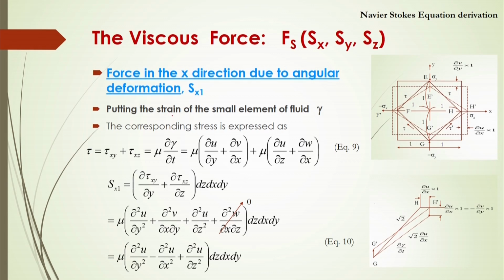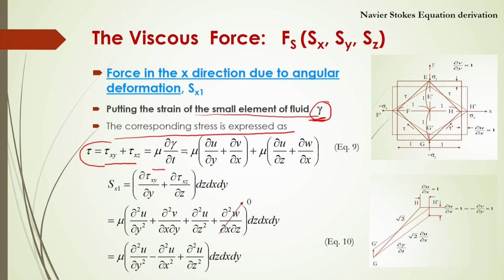Now, if we first consider these forces are there because of this angular deformation of this fluid flow in the x direction, what should be the force? Now, putting the strain of the small element of fluid gamma, the corresponding stress will be expressed by this. Here tau will be equal to tau xy plus tau xz. In this case, this is in the x direction.